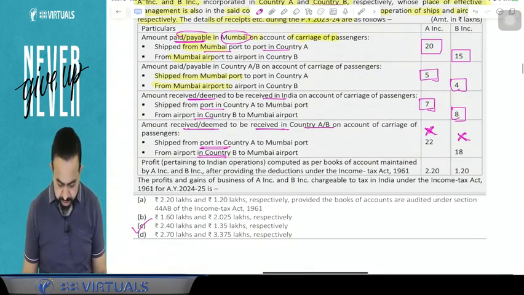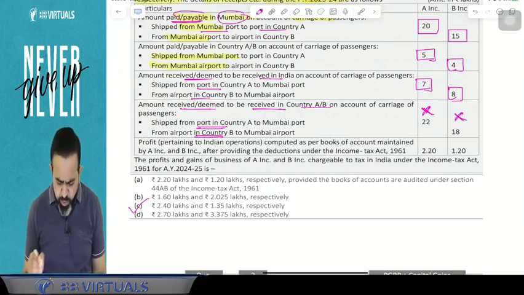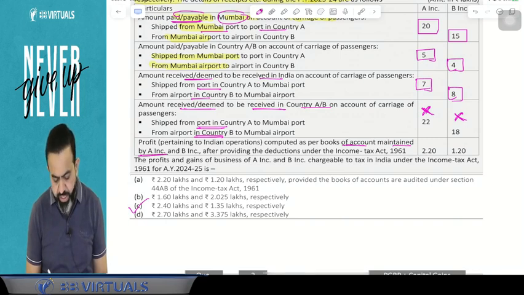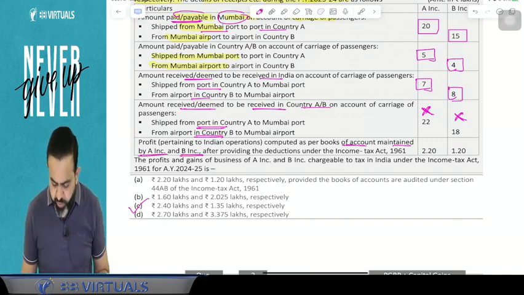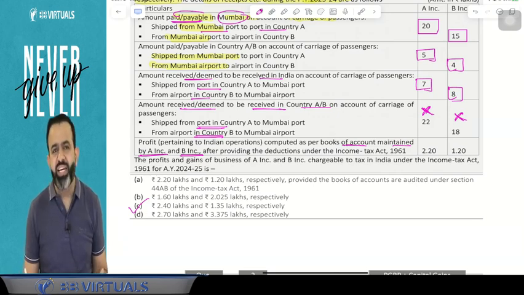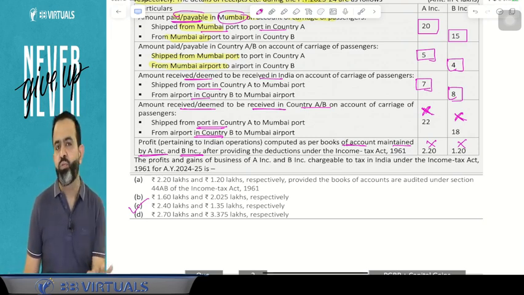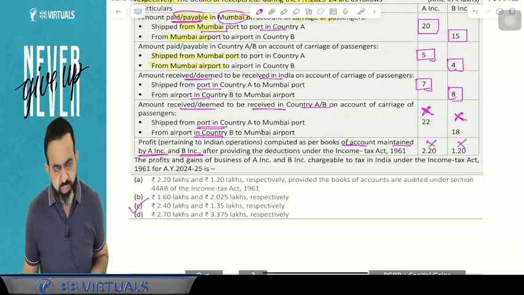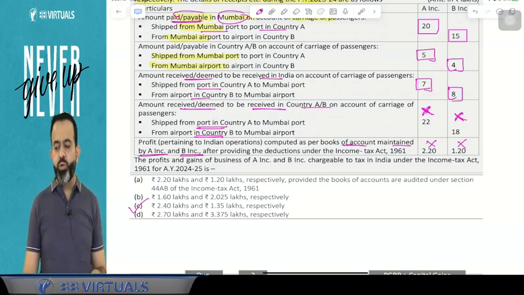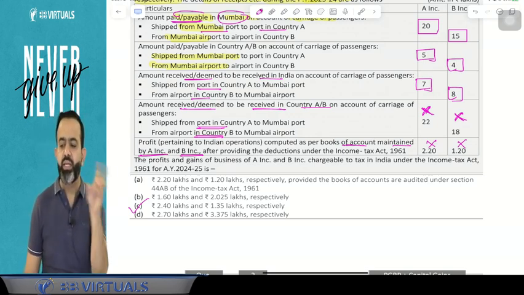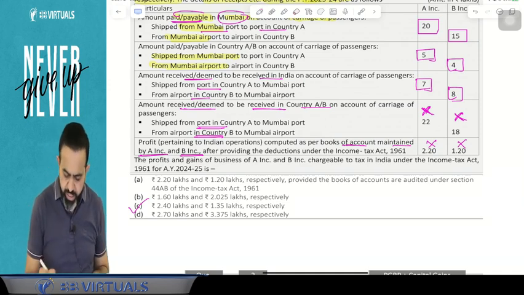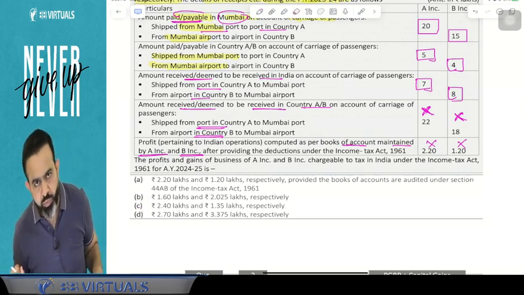Now here they are saying that profit pertaining to the Indian operation computed as per books of accounts maintained by A Inc and B Inc after providing the deduction under the Income Tax Act. So this is their actual profit. Guys, there is no need of actual profit because we never consider actual profit here, because sections 44B and 44BBA are mandatory sections. And when 44B and 44BBA are mandatory sections, it means guys here income has to be calculated as per section 44B or 44BBA.